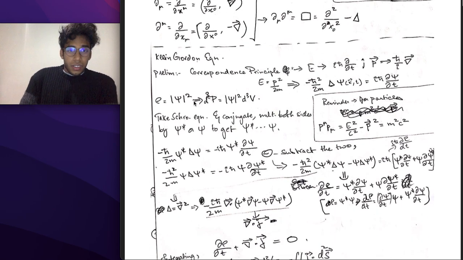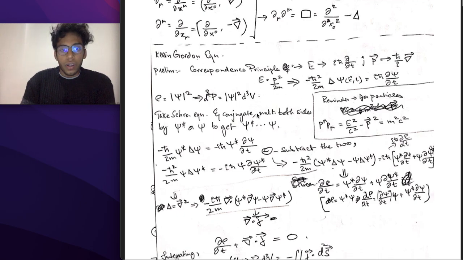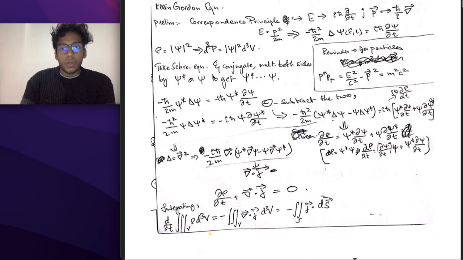Now we look at the Klein-Gordon equation, and before that, we look at general quantum mechanics, and how we get the Schrodinger equation. We talk about the probability density, which is the modulus square of the wave function, and also the number of particles in a given volume, which is phi squared d3v.